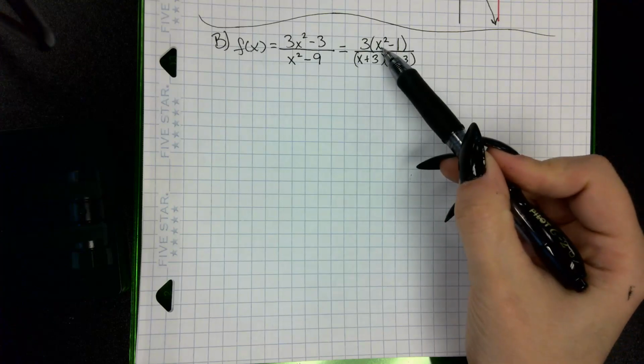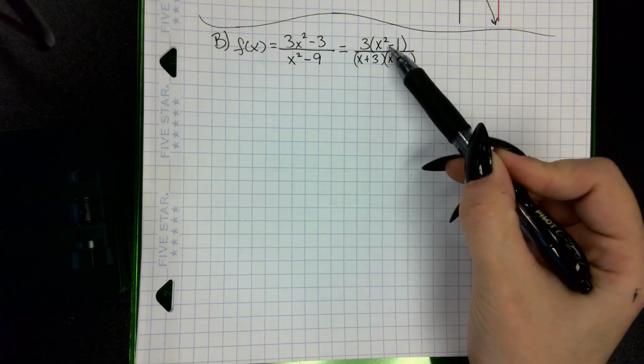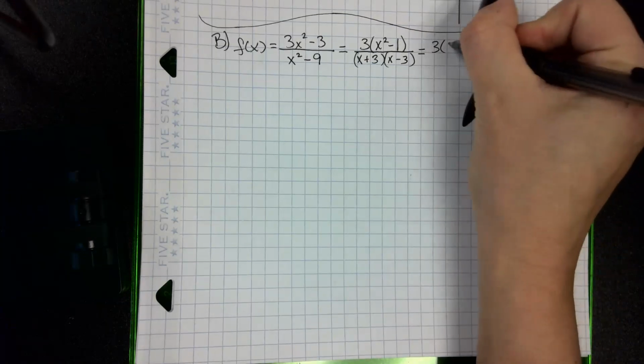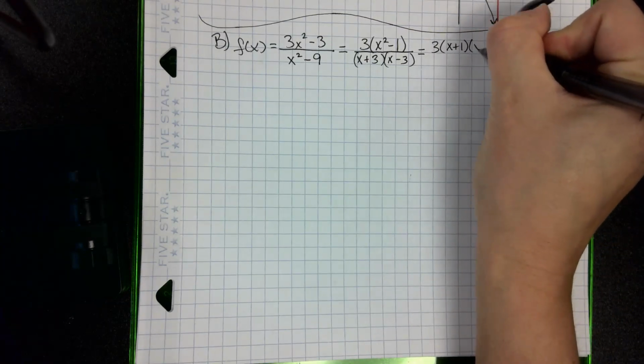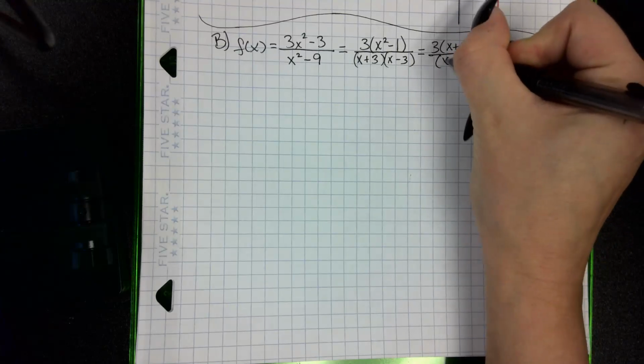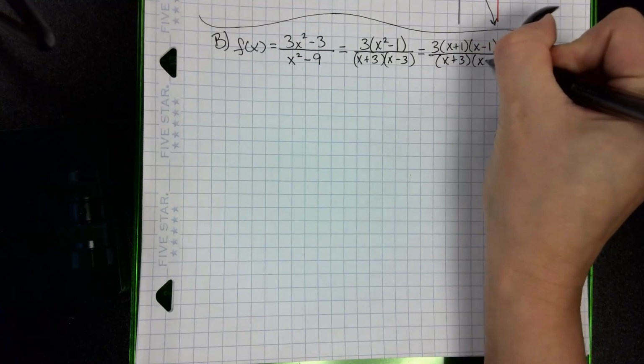And then I look at it again, I'm like, oh, wait a minute, that's x squared minus 1. That's a perfect square. That's a perfect square. That's subtraction. So I can factor that more. So I have 3, x plus 1, x minus 1, over x plus 3, x minus 3.